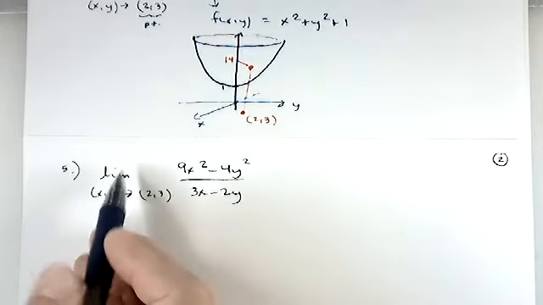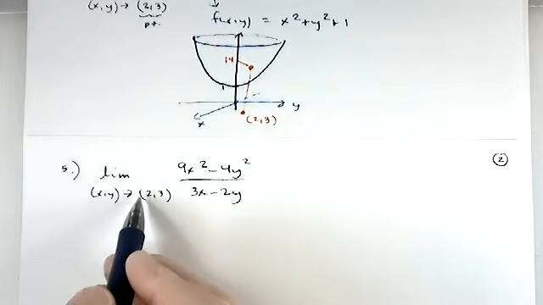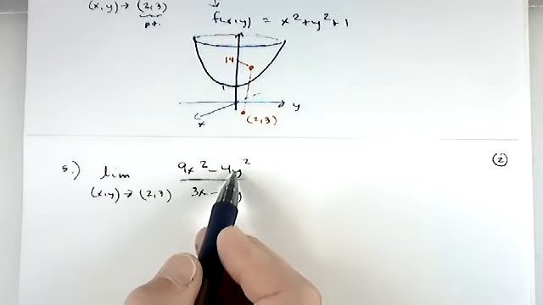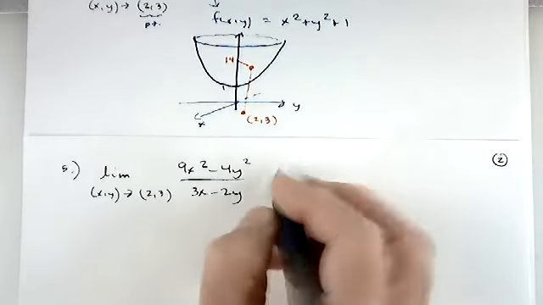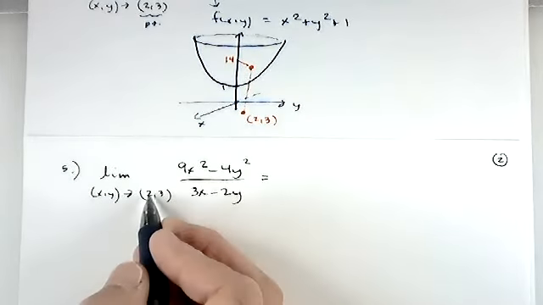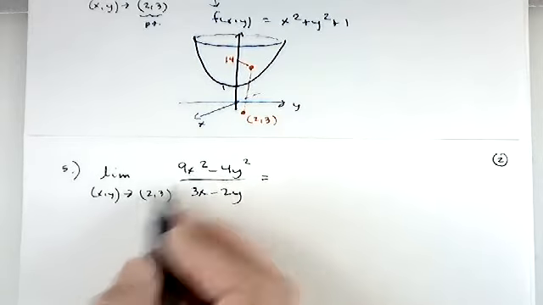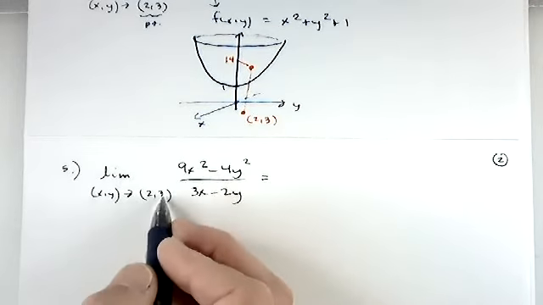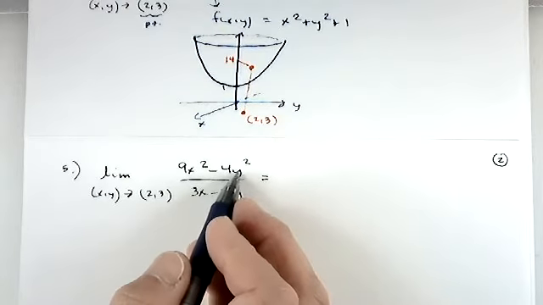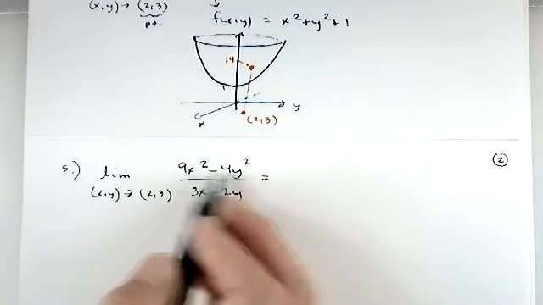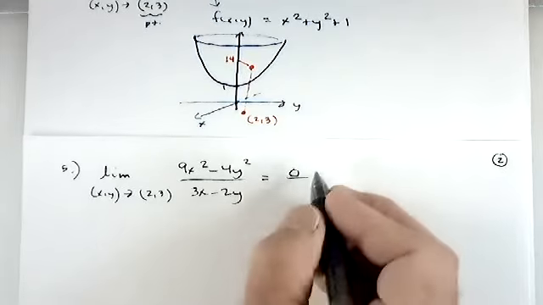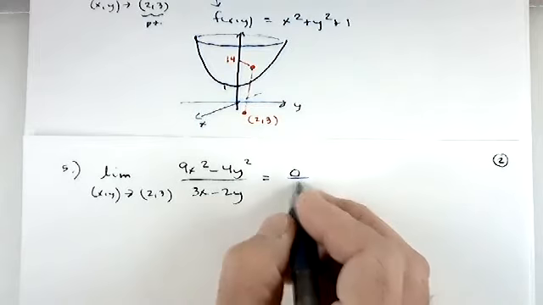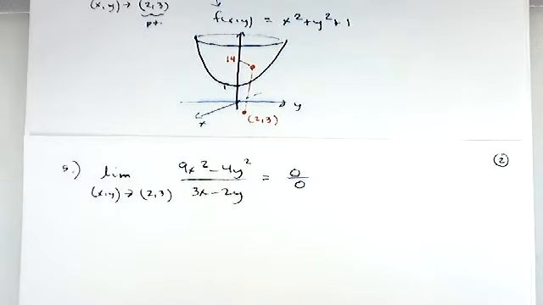So next one here, limit as x and y approach the point 2, 3, same point. But now I have 9x squared minus 4y squared divided by 3x minus 2y. If I plug in, let's just do the math in our head. If I plug in 2 for x, this is going to be 4, that's going to be 36. This will be 3 squared is 9 times 4 is also 36. So I'm going to get 0 on the top. 6 minus 6, I'm going to get 0 on the bottom.